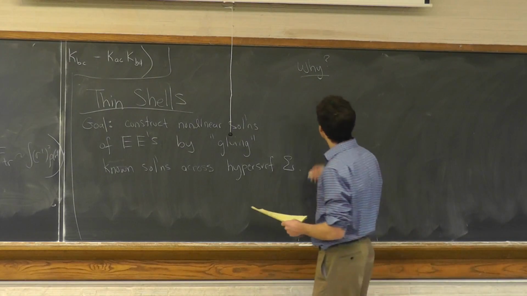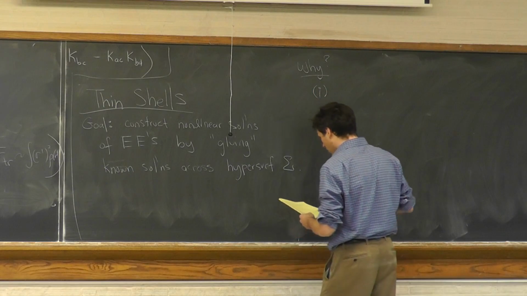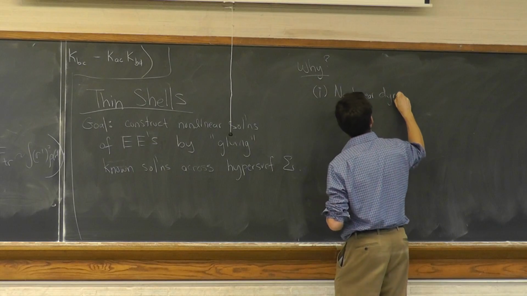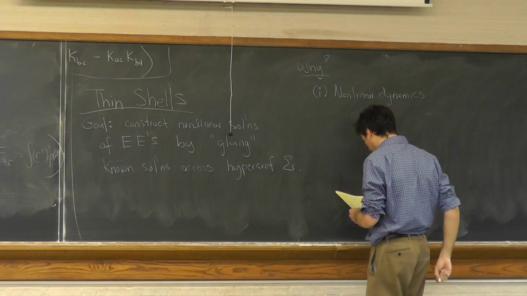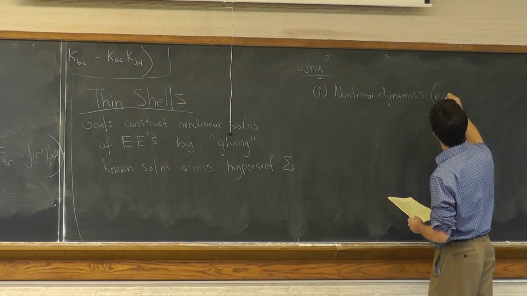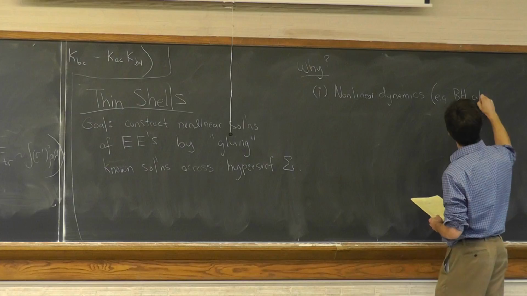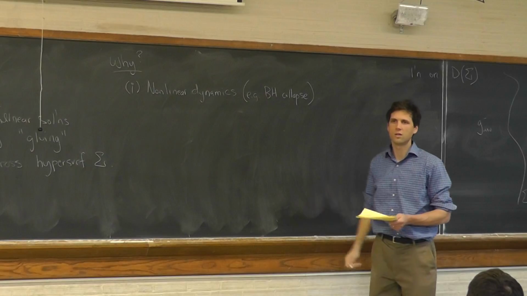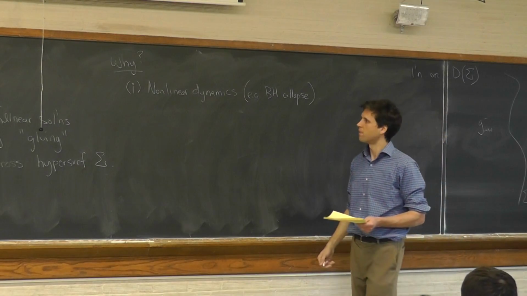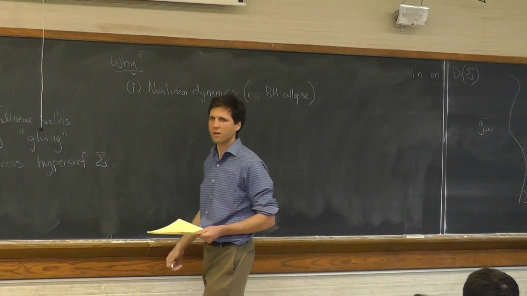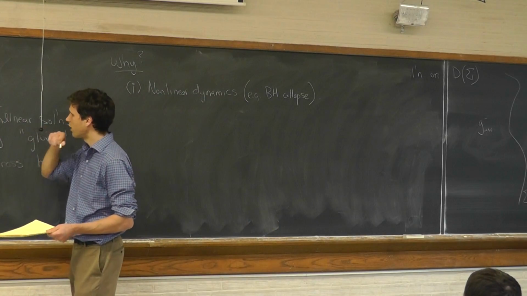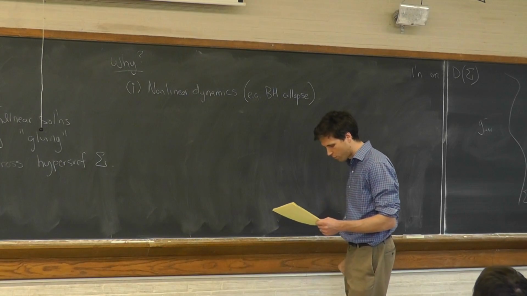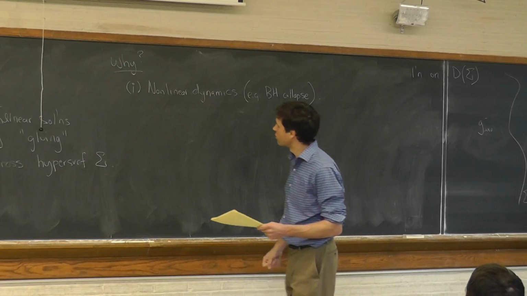A couple in particular that are important: first, nonlinear dynamics. For example, we'll be able to talk about things like collapsing black holes in this situation. This is an idealized version of a collapsing black hole with a thin shell, but actually we'll also be able to construct more realistic non-thin solutions by gluing.